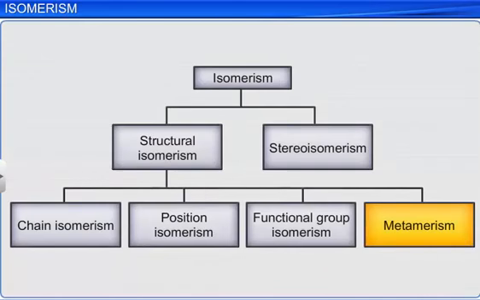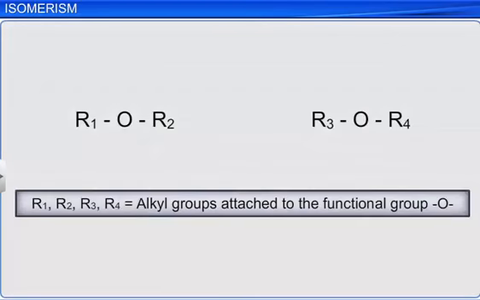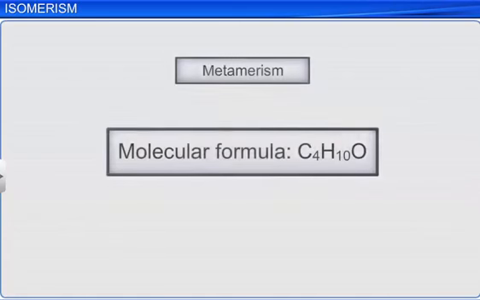Finally, let's look at metamerism. Compounds that have the same molecular formula but different alkyl groups attached to the same functional group are called as metamers, and the phenomena is known as metamerism. This type of isomerism occurs due to the difference in the nature of alkyl group attached to the functional group. Metamers always belong to the same homologous series.